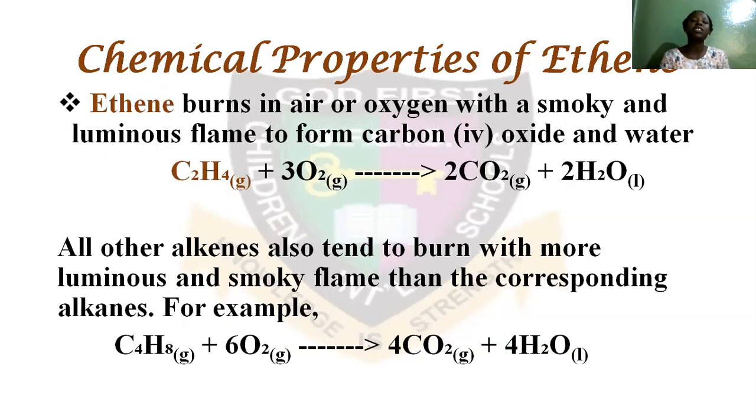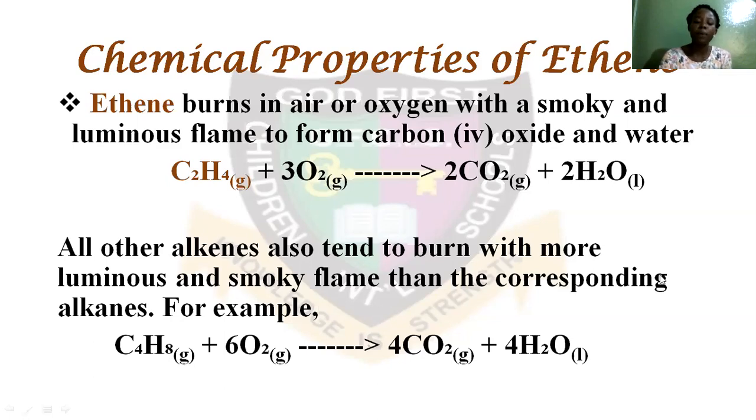Then chemical properties of ethene. Remember, one of the properties of hydrocarbons is combustion in air. They burn in sufficient air to give you carbon 4 oxide, and in insufficient air to give you carbon 2 oxide. So ethene burns in air with a smoky and luminous flame to form carbon 4 oxide and water. The reaction is right there. Then all other alkenes also tend to burn with a more luminous and smoky flame than their corresponding alkanes. This is a specific example. For example, this is butene reacting with oxygen to give you carbon 4 oxide.